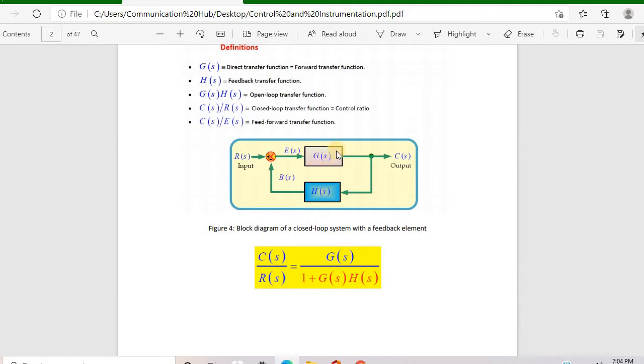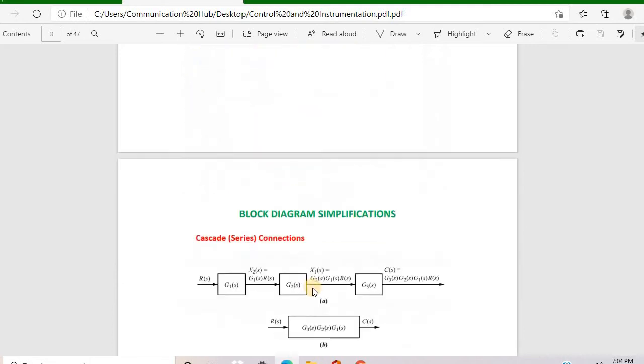Now for a feedback transfer function, how do you calculate it? Very simple. First of all, you write the feed forward transfer function, that is the transfer function between R and C, that is G of S. After that, you put a line, and in the denominator you put 1 plus G times the open loop transfer function, that is the multiplication of G and H. If here is the minus, you have to put plus here. So this is the way you can find the feedback transfer function.